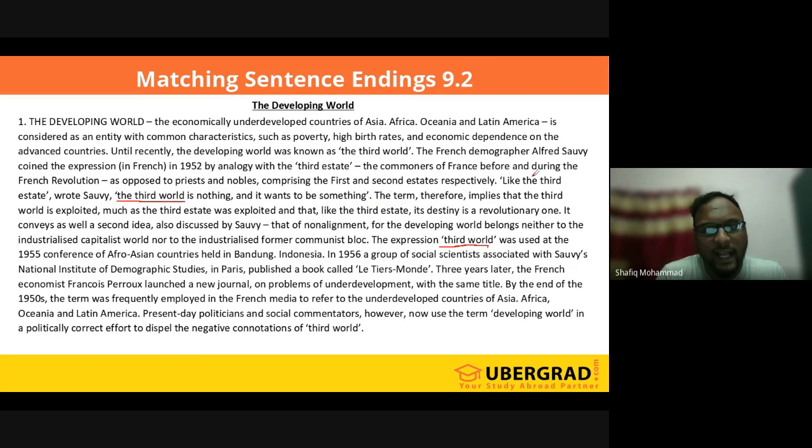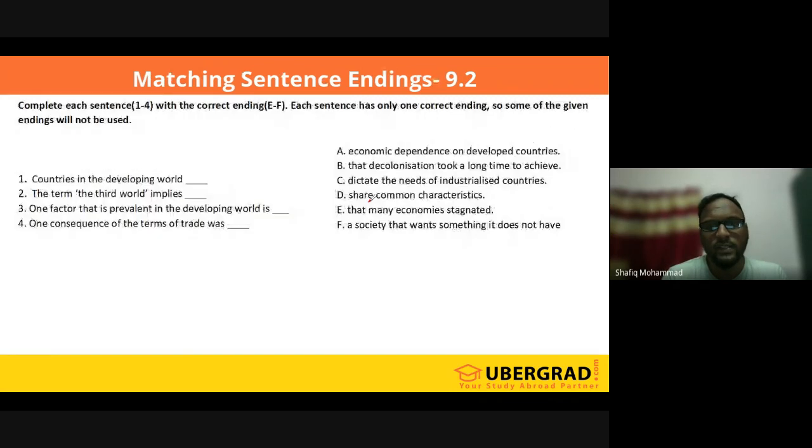Yes, the third estate, the third world is nothing and it wants to be something. So here we have it. Okay, so it wants to be something is nothing but a society that wants something it does not have. So F is the right answer for it.